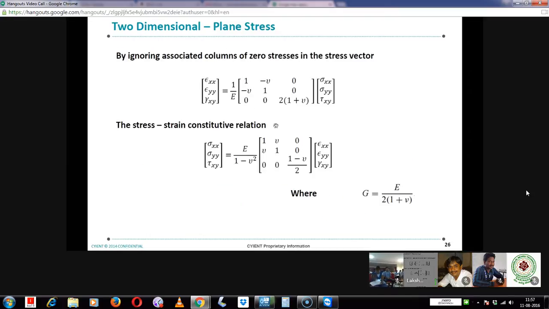If you take out those lines associated with the zero stresses in the stress vector, then the equation looks like this, in terms of strains in terms of stresses. Similarly, the stress-strain constitutive relation, stress in terms of strains, is given by this. So this is the equation related to plane stress.